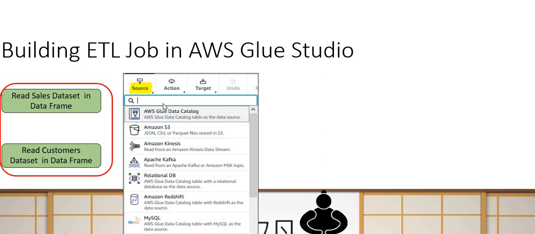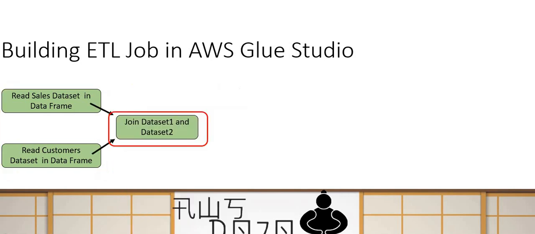So when you're trying to read data from the data source or from the data set, you have to use sources. Now you can see there are various options available to read data from sources. It could be from a catalog, from an S3 location, from Kinesis or Kafka for streaming data. It could be Redshift, a warehouse, or any relational database or JDBC endpoint. So using these sources, you can read your source data sets into a data frame.